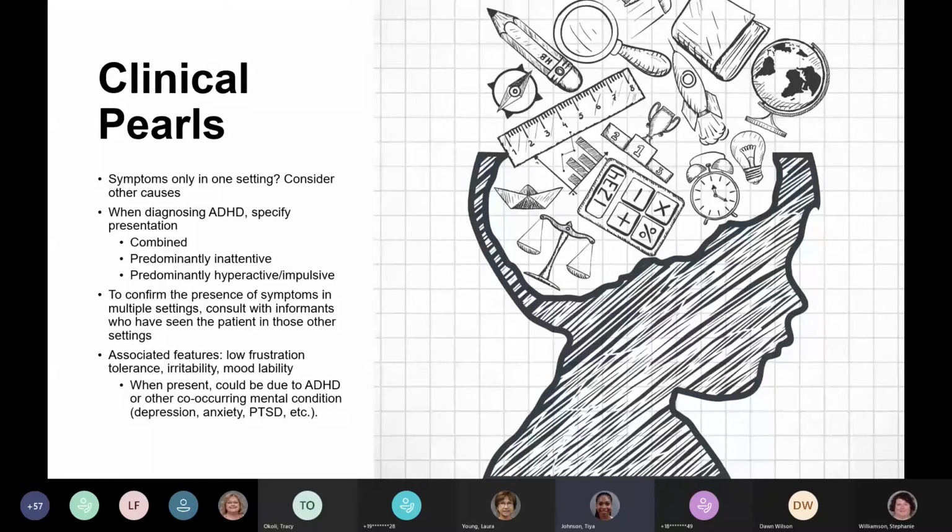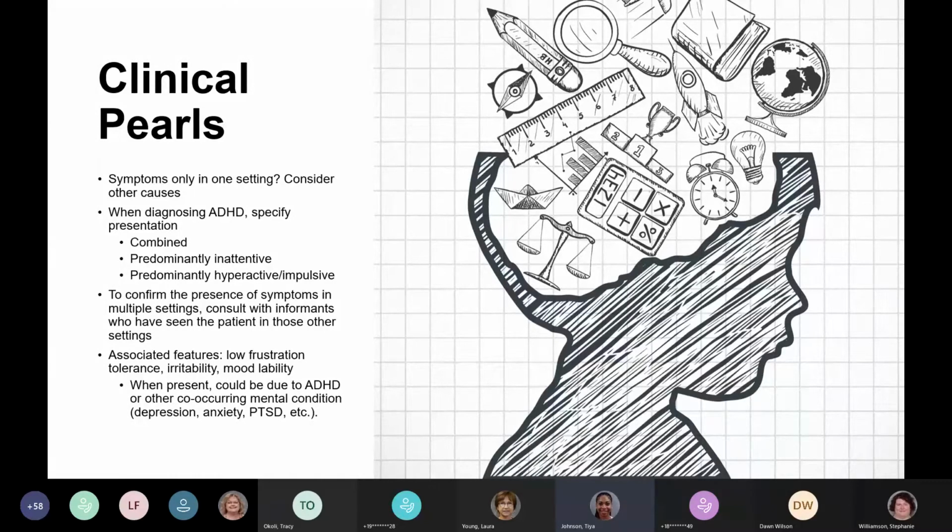So to help with knowing if the symptoms are present in multiple settings, you need to consult with multiple informants who have seen the patient in other settings. So again, don't only get the patient's or family's report, but also get school reports. And if you're dealing with an adolescent, maybe, even if they would let you, get some reports of how they're doing at work, if they have a part-time job or something, to see how their level of function is in multiple settings.